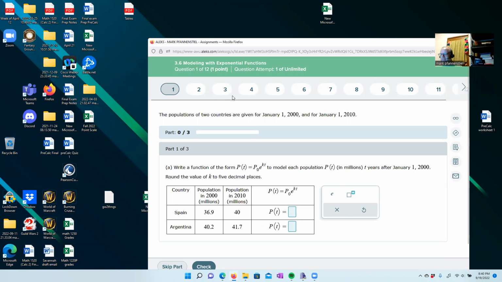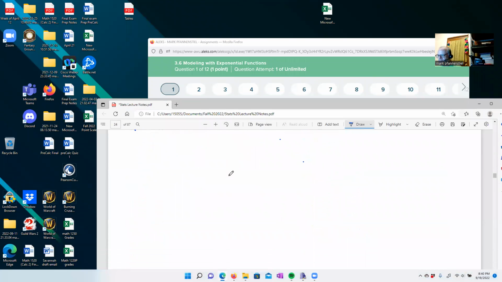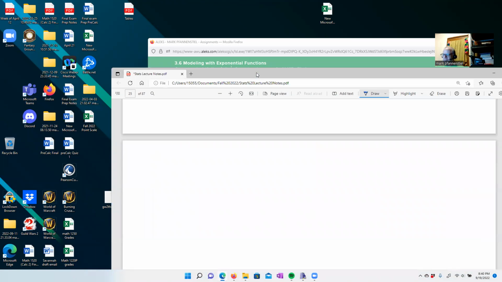All right, so I'm looking at section 3.6, problem number 1. Just start where we're starting. So I'm going to go ahead and move this down a little bit. Okay, so this is 3.6, number 1.